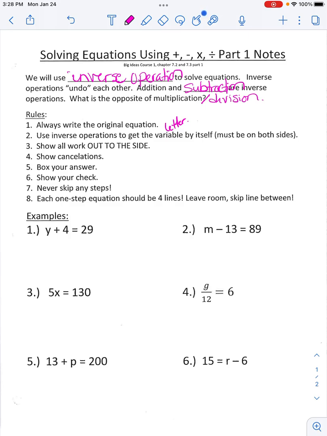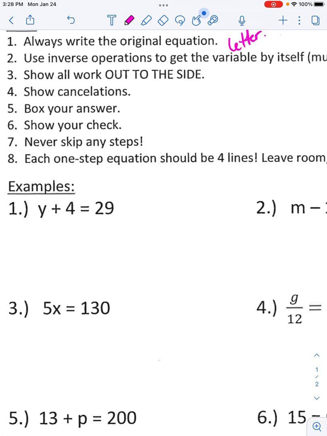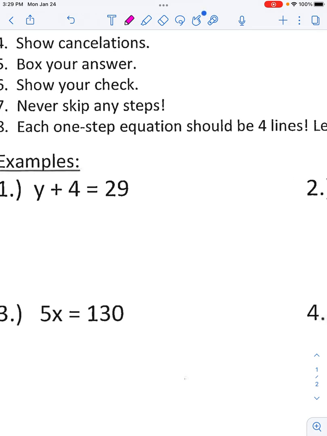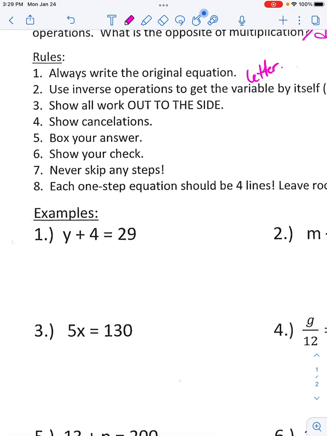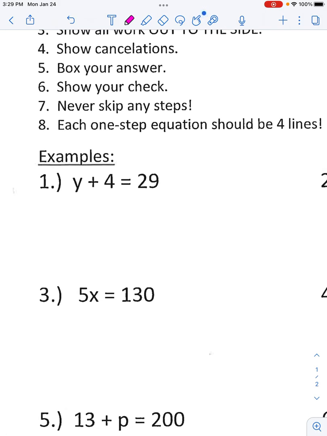Okay, so number 1, it says something plus 4 is 29. So again, this is an addition equation. So to solve an addition equation, we use the inverse operation. The inverse of addition is subtraction. So if it says y plus 4, we're going to do the opposite, or the inverse, and subtract 4 from both sides. If you look on the left side of the equation, we have 4 minus 4, which is 0. So we're left with just y.